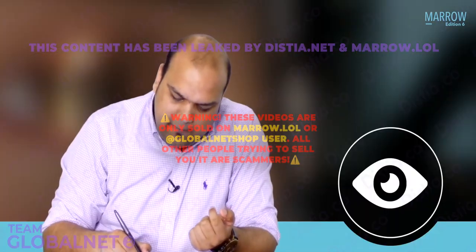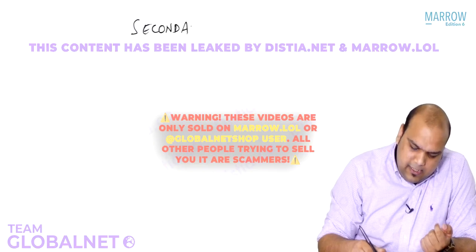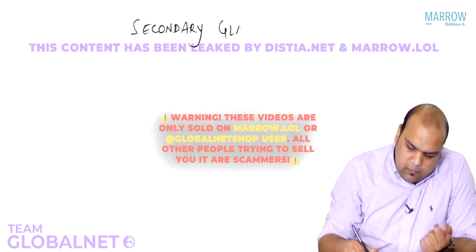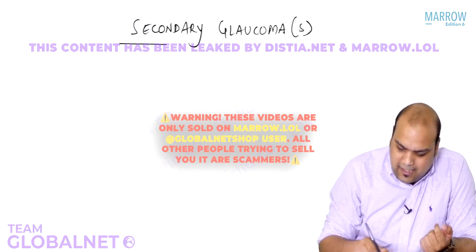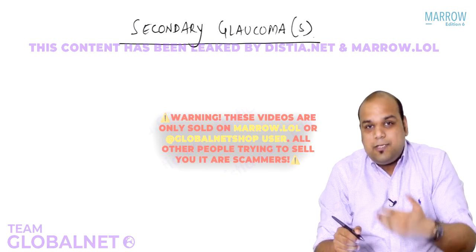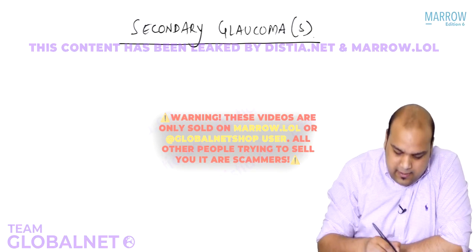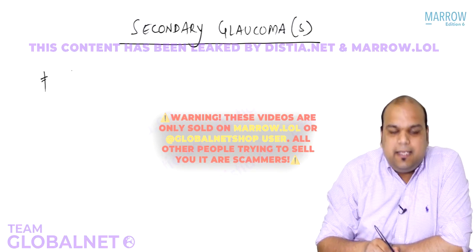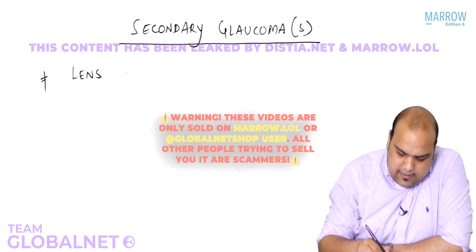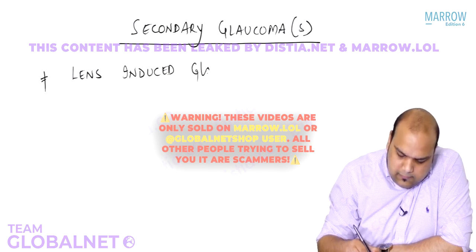Next topic, everybody. Secondary glaucomas. Glaucoma which is occurring due to some other cause already existing in the eye. The first thing that we discuss here is lens-induced glaucoma.